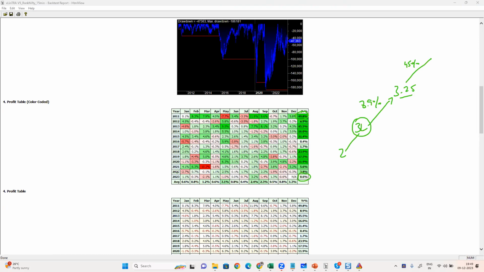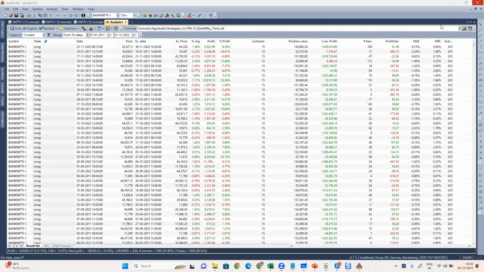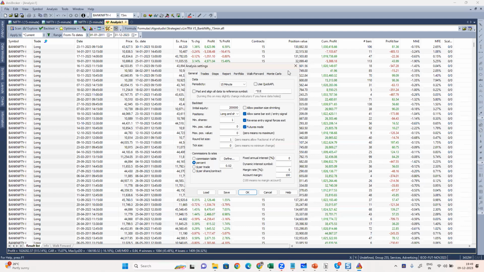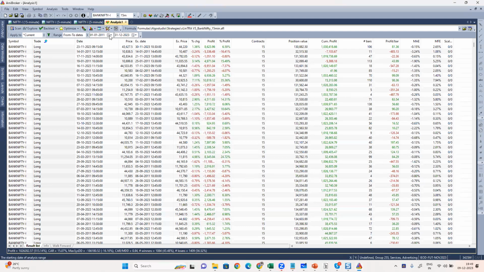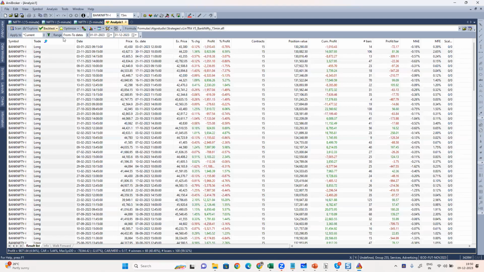Let's say if you want to know what is the returns that I generated in 2023 after all those taxes and slippages and everything, maybe I have to select from 2023. So I select the from and to dates as 2023, and then I'll hit the backtest. Now I'll be able to see what kind of returns it has generated.